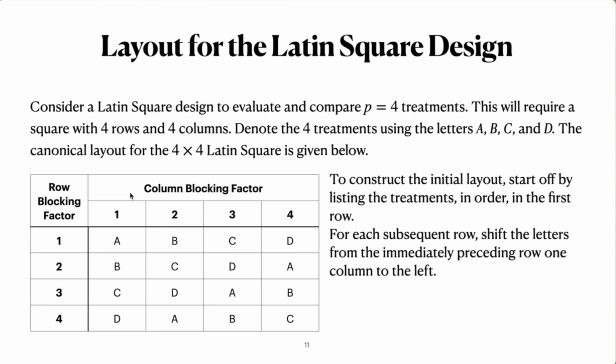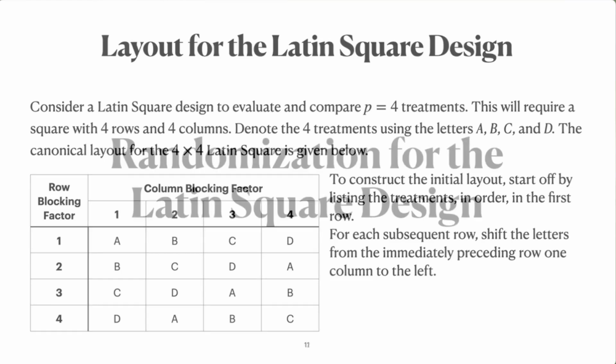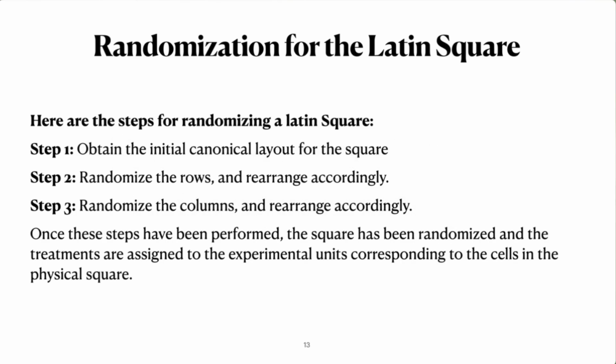In addition, that property holds for each of the 4 columns. So in column 1, A occurs once, B occurs once, C occurs once, and D occurs once. If we look at column 4, A occurs once, B occurs once, C occurs once, and D occurs once. That is true for each of the 4 columns. And so this is the property of a Latin square itself. All right, it has that particular property.